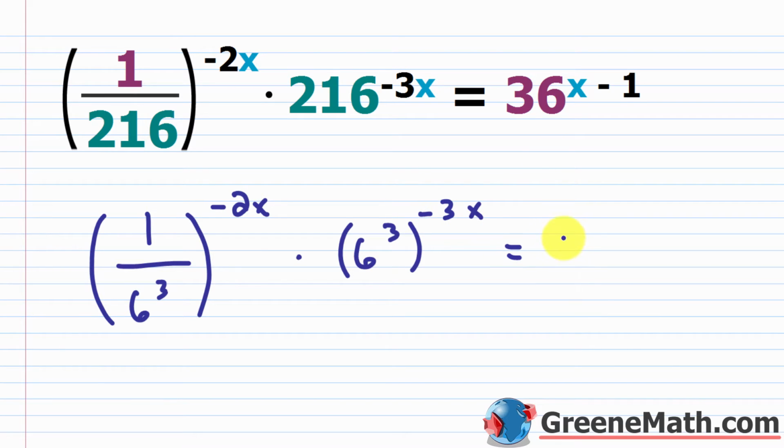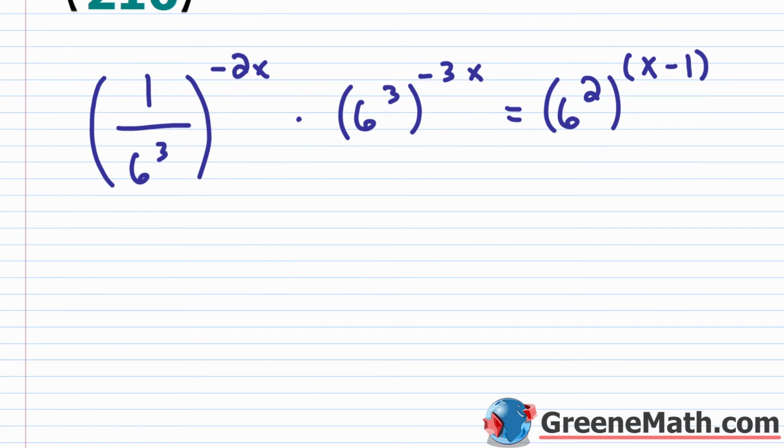This equals 6 squared. Again, I'm just going to wrap this in parentheses for clarity, raised to the power of, and I'm going to wrap this in parentheses because it's a quantity, x minus 1. So from here, you're just going to use your power to power rule. That's all you really need to do.